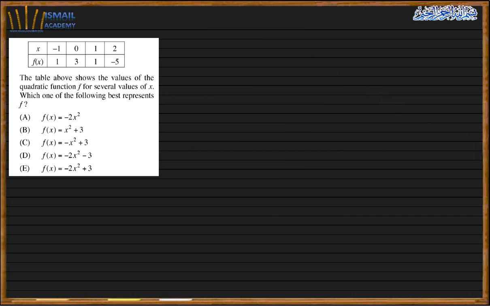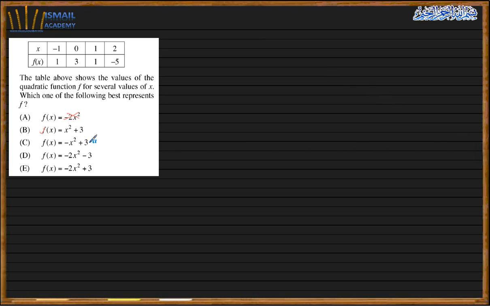Second question: here they give me a table of inputs and outputs of a function. The table above shows the values of the quadratic function f for several values of x. Which of the following best represents f? Here I start by substituting 0 in all those functions to see what my output is. So we do a process of elimination. If I plug in 0 here, I will get 0, but I have 3 in the table, which means this is not the function I'm looking for. If I substitute 0 here, I got 3, so this may be the function.